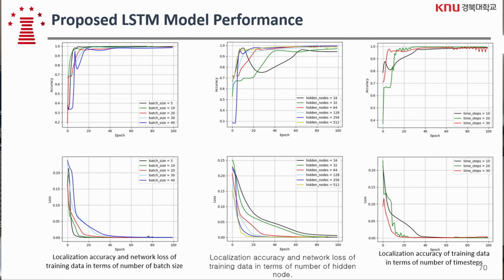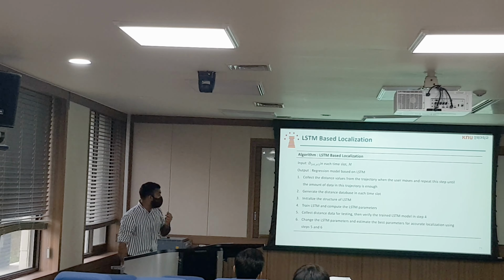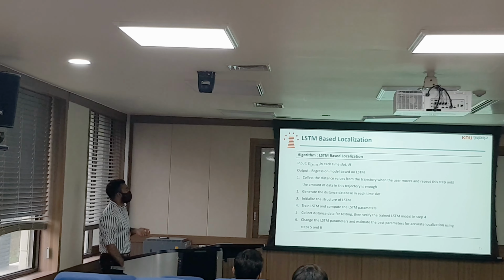We also looked at the performance of different loss functions. And we did hyperparameter tuning for batch size, number of hidden nodes, and time steps over different values. Finally, we estimated the optimal values for our training data. And here is the LSTM-based localization. We start with our distance information from the anchors to the tag, with an LSTM as a regression model.